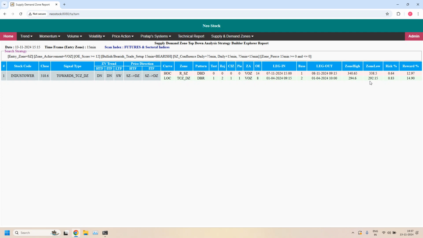So this one stock is having 15 minutes, 75 minutes and daily supply zone confluence, and the daily trend is down. If it is having daily EMA confluence, it is an even more high probability setup.